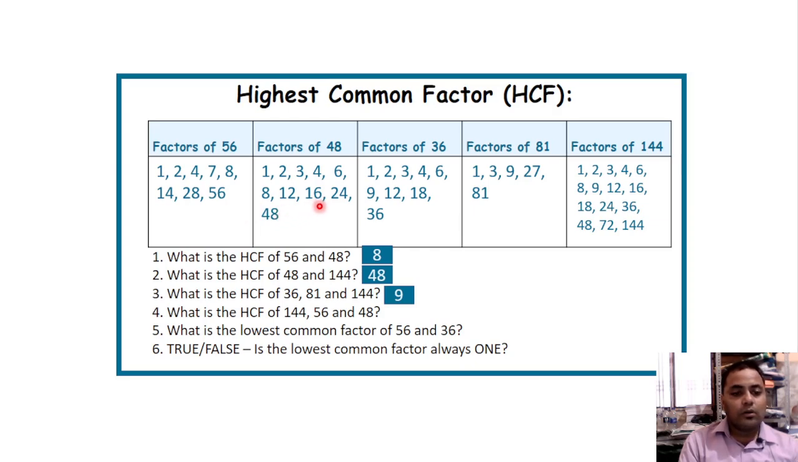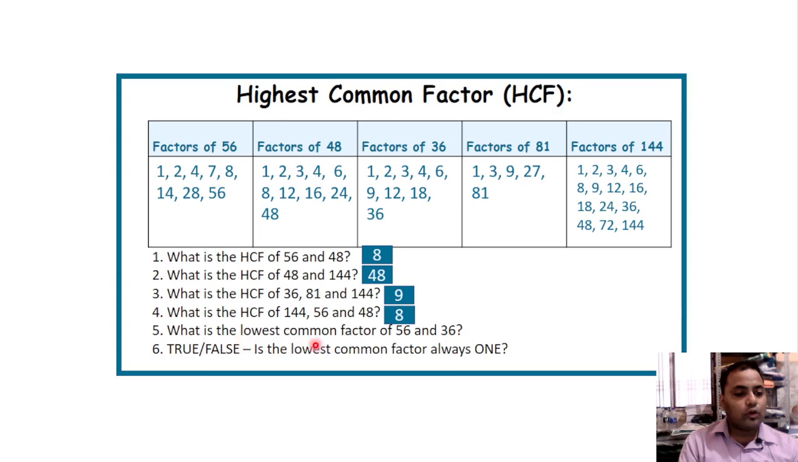Now here 24 is here, 24 is here, but 24 is not here, so 24 will not be included. Like less than 24, 16 is here, but 16 is not here. 12 is here, but 12 is not here. 8 is here, 8 is here, and 8 is also here. So 8 is the highest common factor of 144, 56 and 48.